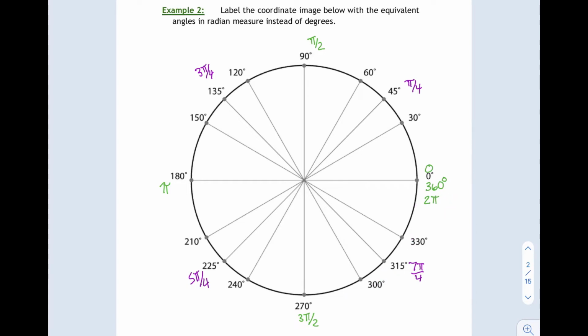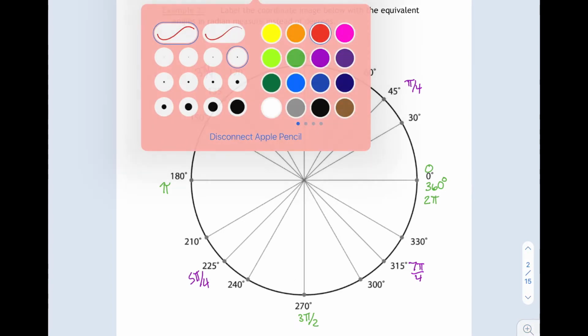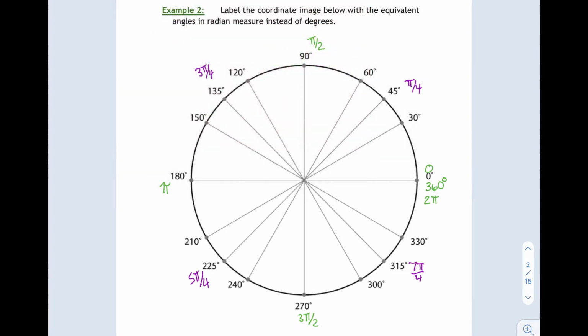Let's use kind of that same thinking to get all of our multiples of 30 degrees. So again, kind of thinking about breaking this down from pi. If I think about 30 degrees, it is 1/6 of 180. So if 180 degrees is pi, 30 degrees is going to be pi over 6. And then for every 30 degrees that's added, we get an additional pi over 6 added to our radian measure.